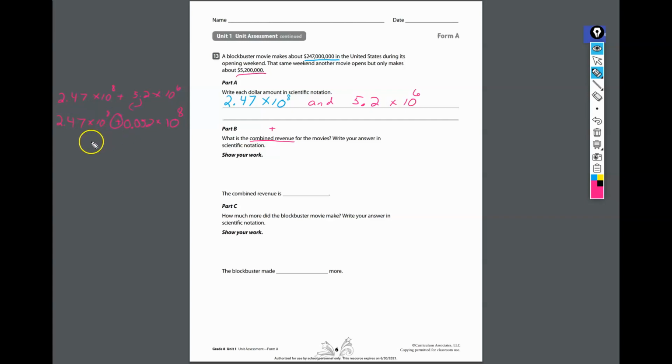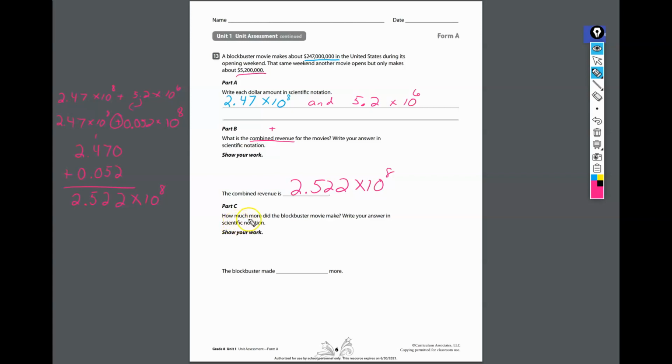Remember that we're adding. So 2.47 plus, line your decimals up, 7 plus 5 gives you 12, carry the 1, 5, line the decimal up, and keep the same power. So we've got 2.522 times 10 to the 8th. I've got one digit to the left of the decimal, so that is in the correct scientific notation.